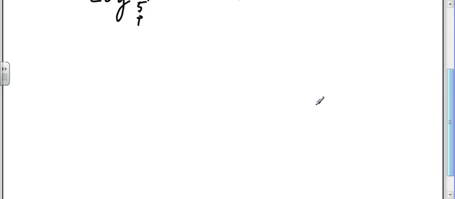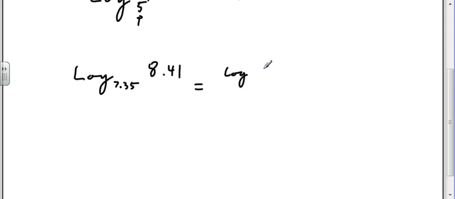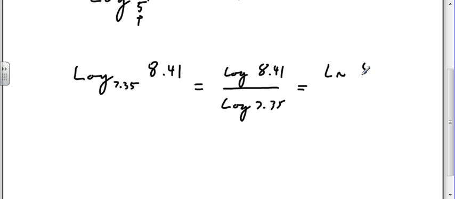But one of the weird things is if I have log base 7.35 of 8.41, this is going to be the common log of 8.41 divided by the common log of 7.35. It's also the natural log of 8.41 over the natural log of 7.35. Put those guys in your calculator and see if they come out to the same thing while I start working on problem number 17. Problem number 17, write each equation in exponential form.